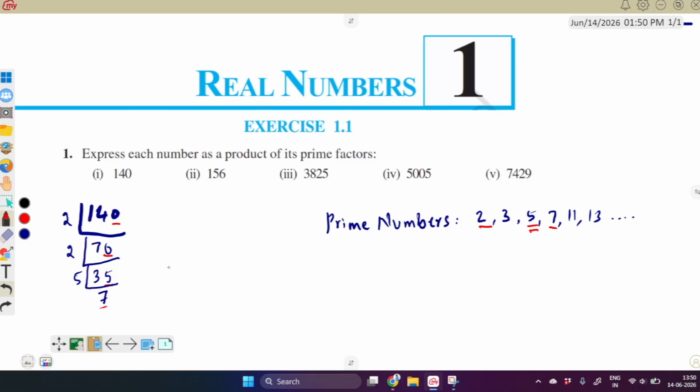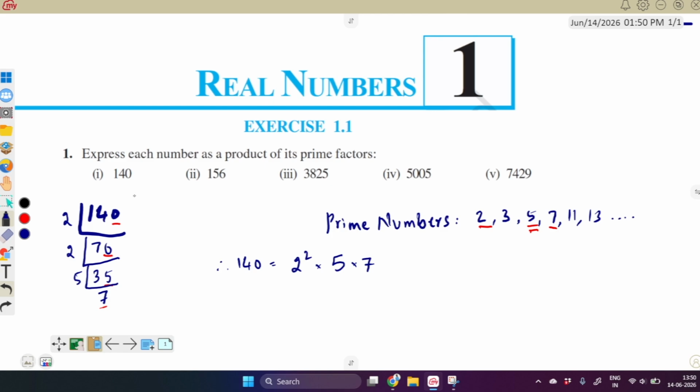Now we will write 140 as a product of these primes. So 2 came 2 times, so 2 square. 5 came only 1 time, so 5. 7 came only 1, so 7. Even you can keep the powers for 5 and 7 as 1 and 1, but it's not necessary. So this is the way that we will write 140 as prime factors.